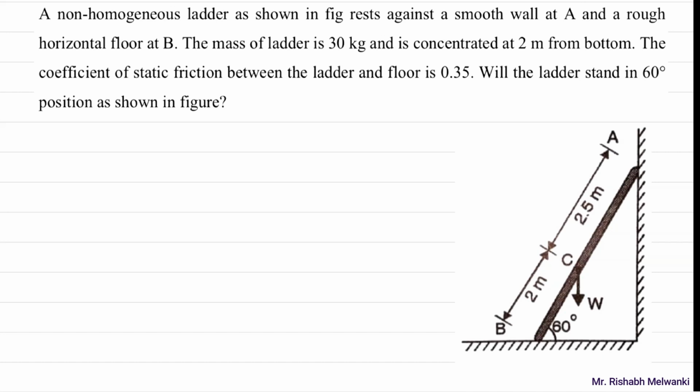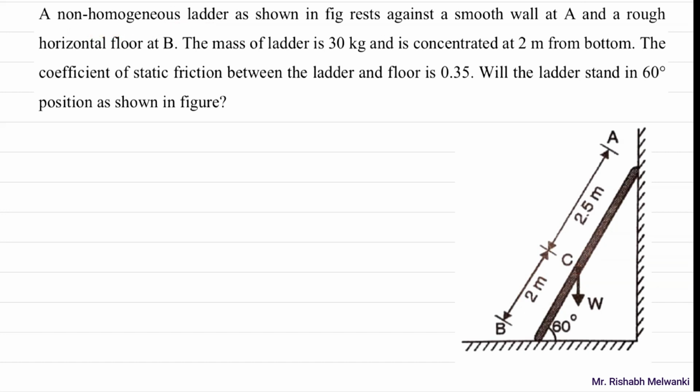That is why, if you consider the center of gravity of this ladder, what is the length of the ladder? 2 plus 2.5, total is 4.5. So what will be the center of the ladder? This will be 2.25, right? But you see the weight is not acting at 2.25, it is acting at 2 meter. Why is that? Because the given ladder is a non-homogeneous ladder.